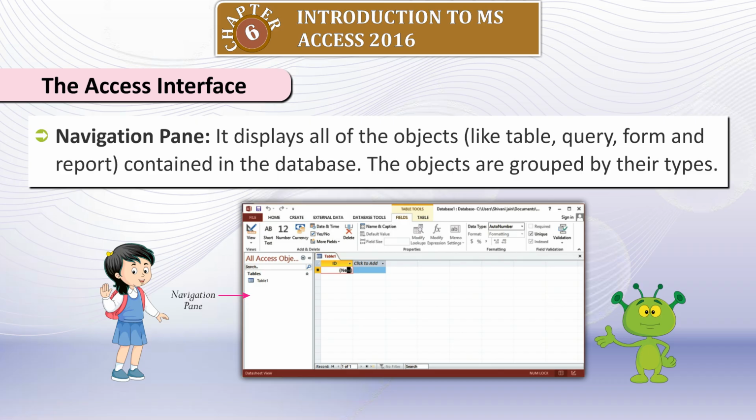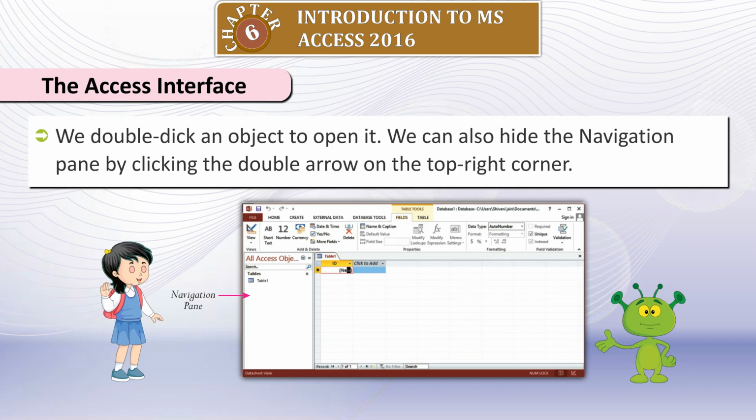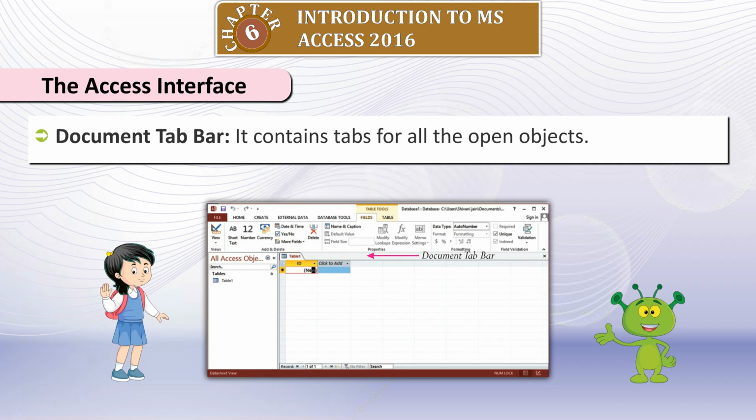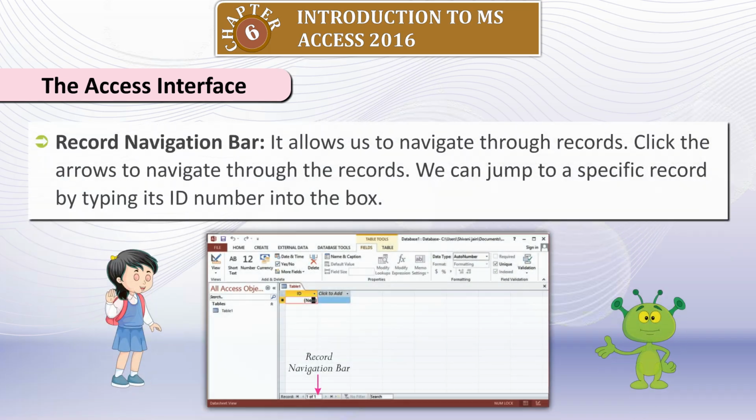Navigation pane. It displays all of the objects like table, query, form, and report contained in the database. The objects are grouped by their types. We double-click an object to open it. We can also hide the navigation pane by clicking the double arrow on the top right corner. Document tab bar. It contains tabs for all the open objects.